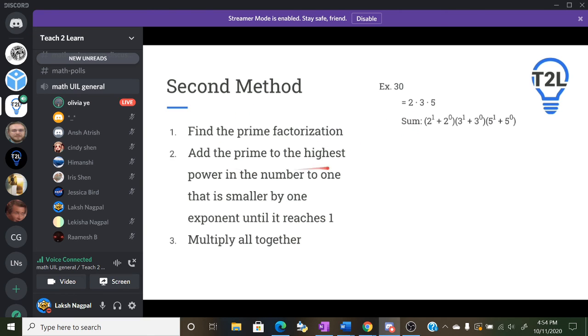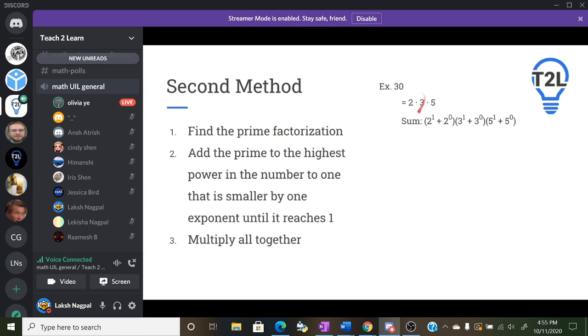So the way that you would find the sum of the positive integral divisors, you take 2, and the highest power we have for 2 here is just 2 to the 1. So then you have 2 to the 1 and 2 to the 0. So you add up all the powers of 2 from the highest one you have all the way down to 0.